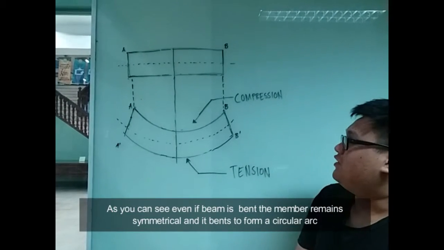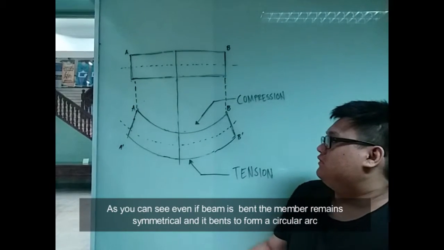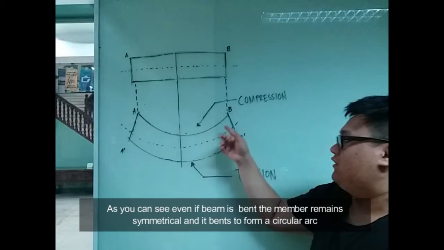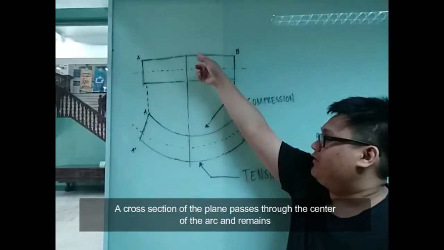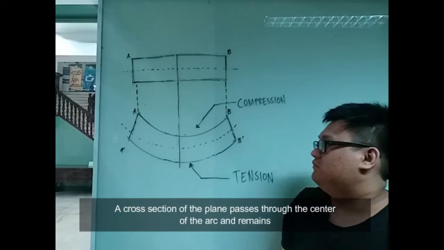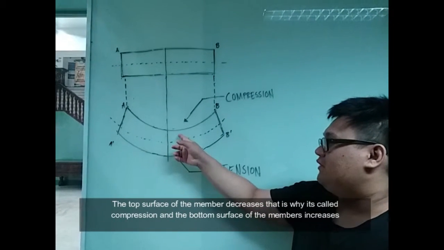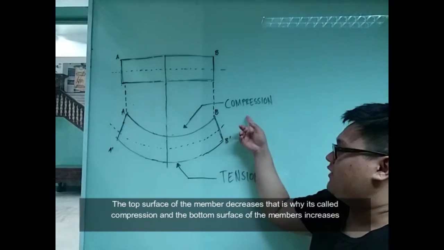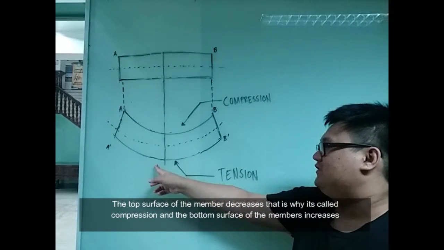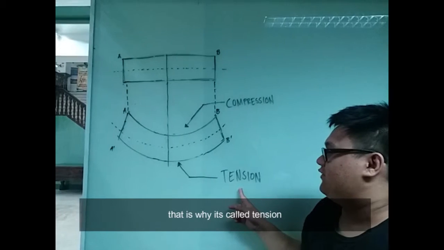As you can see, even if the beam is bent, the member remains symmetrical and it bends to form a circular arc. A cross-sectional plane passes through the center of the arc and remains planar. The top surface of the member decreases and that is why it's called compression, and the bottom surface of the member increases and that is why it's called tension.